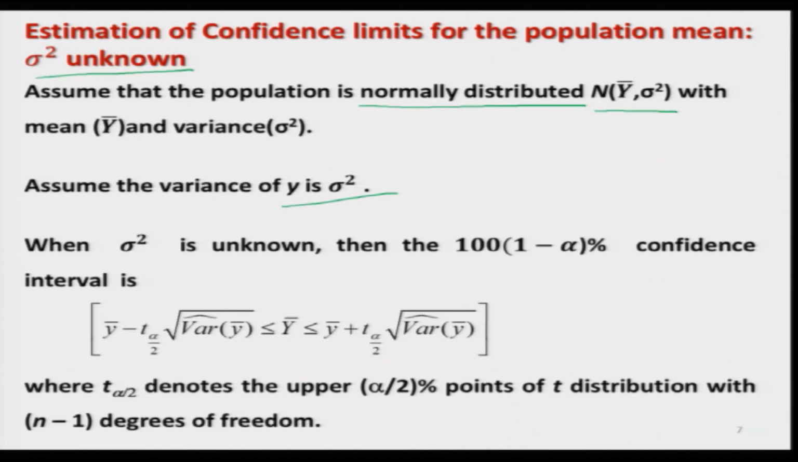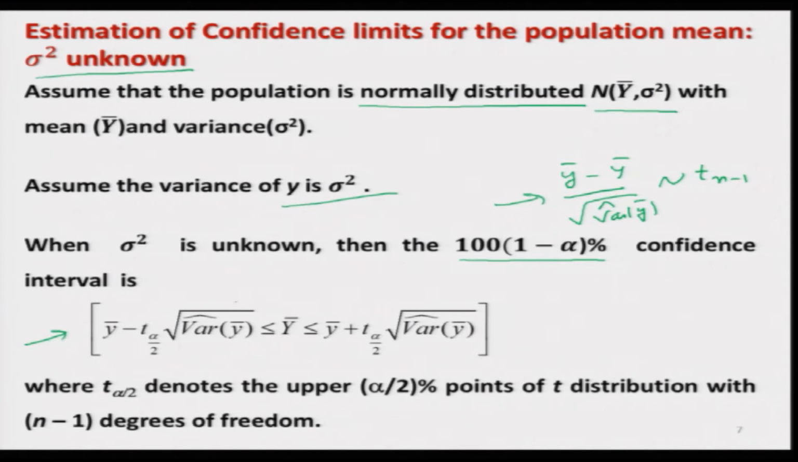So, now I am going to use here the result which we did discuss earlier, that is small y bar minus capital Y bar upon square root of the estimator of the variance of y bar. This follows a t distribution with n minus 1 degrees of freedom. So, when sigma square is unknown, then this result holds true, and under this condition the 100 times 1 minus alpha percent confidence interval will come out to be like this.